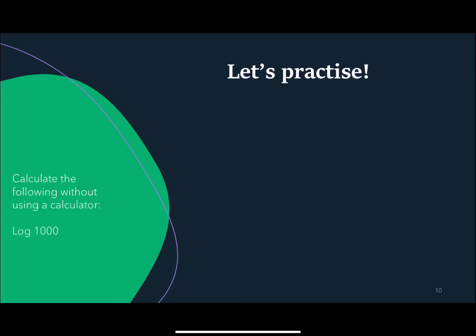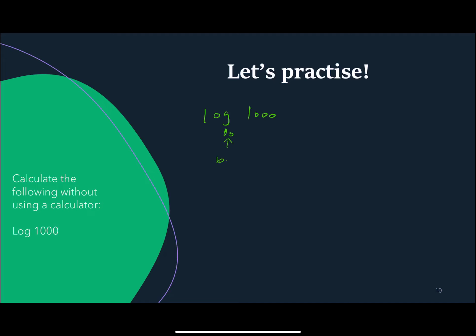And then hopefully that will give us a better understanding of the log values. It says calculate the following without using a calculator. Of course, here we try to avoid the calculator because we want to learn how we do the functions, how we convert the exponential equations in the form of logs, for example.